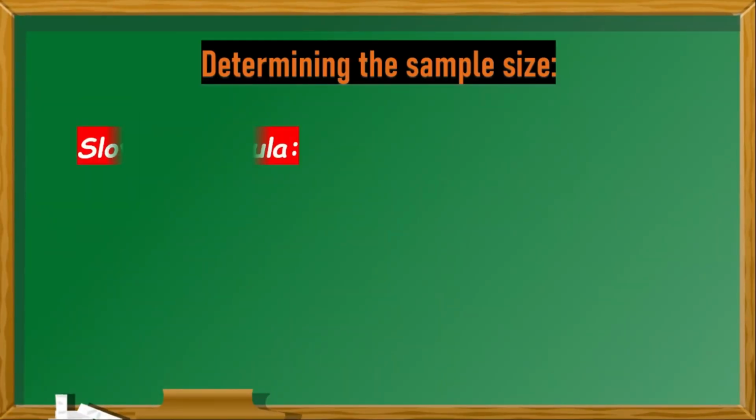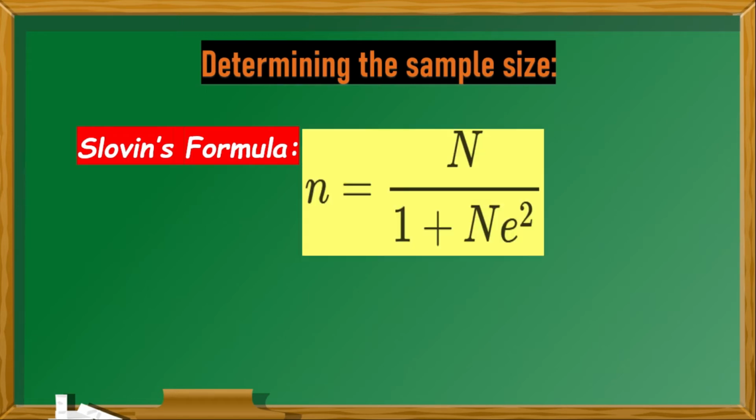Okay. Ngayon, meron tayo ditong tinatawag na Slovin's formula. So, ito yung ginagamit to determine the sample size of a population. So, for example, yung population nyo ay madami. Ngayon, kukuha lang tayo ng sample para i-represent yung population natin. So, this is the formula.